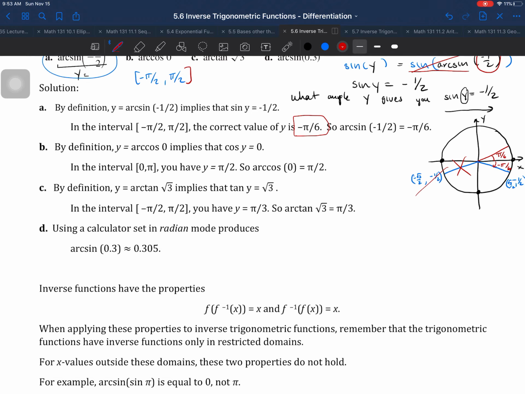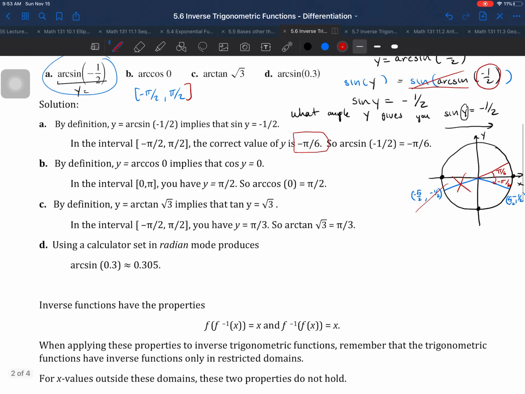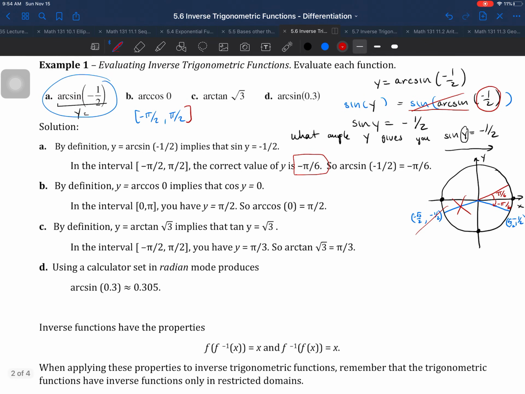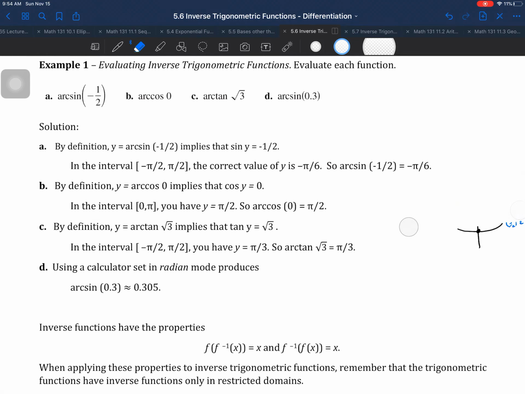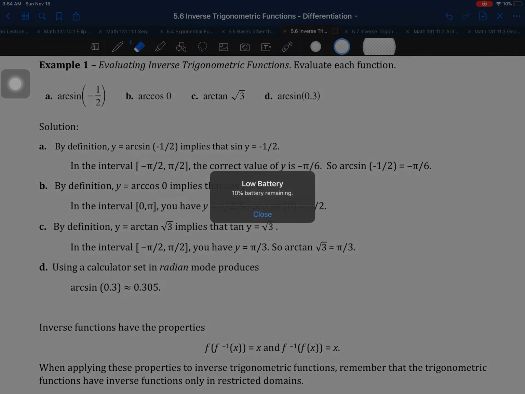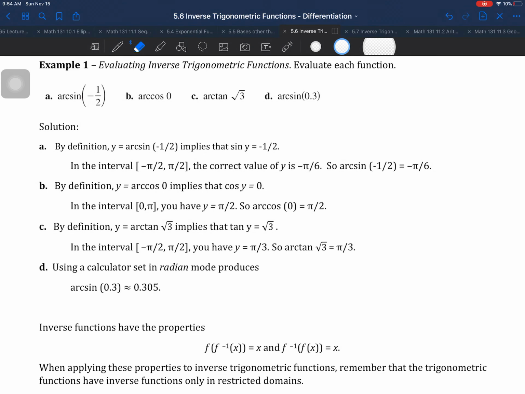So let's try example B. Find the arc cosine of... I'm going to erase a few things here just to make my notes clean, but I hope you guys are able to write it on your own. Okay, so the next one will be finding the arc cosine of 0. And it's going to be the same argument.